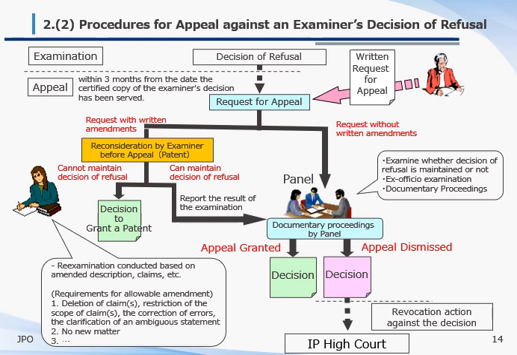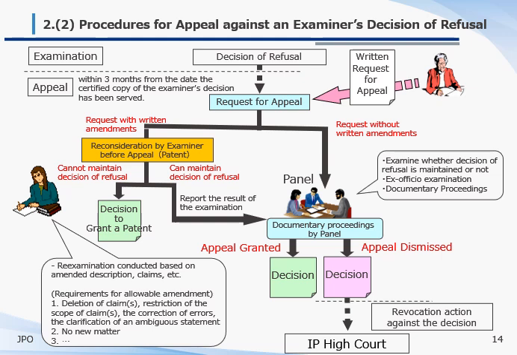In this case, an examiner, who examined the application, will determine whether the decision of refusal was appropriate based on the amended description, claims or drawings. This is called reconsideration by examiner before appeal. If a decision of refusal is not appropriate anymore after the amendment has been made, a decision to grant a patent will be rendered. If the examiner still thinks the decision of refusal shall be maintained even after the amendment, a reconsideration report by examiner before appeal proceedings will be issued.